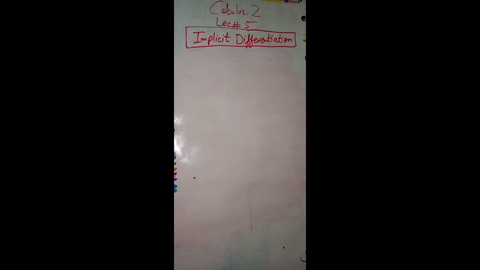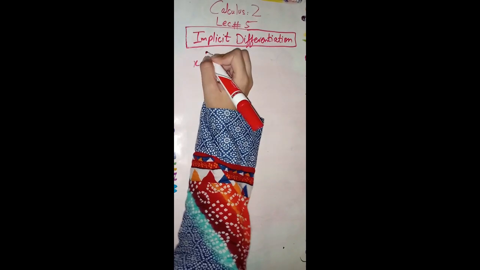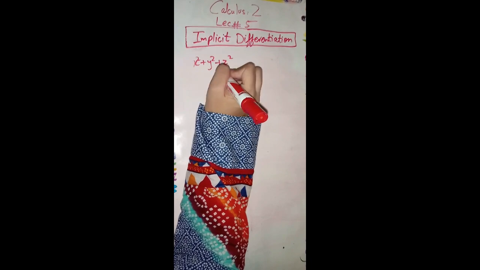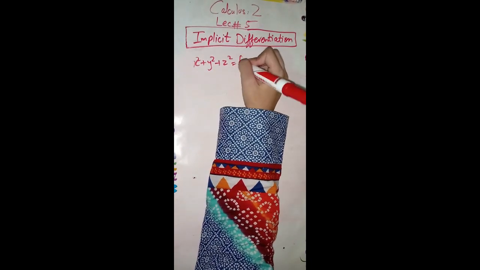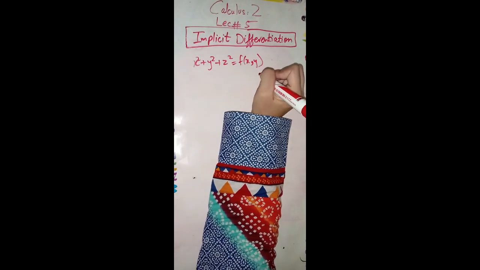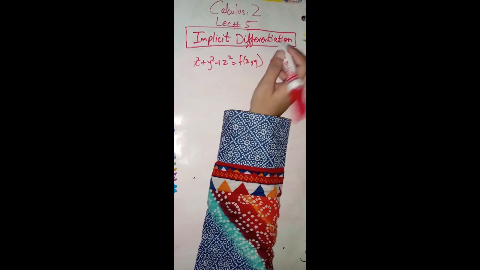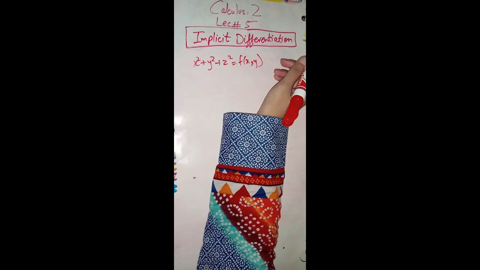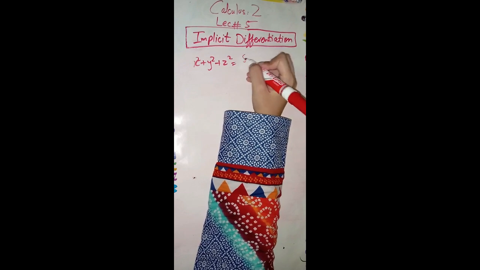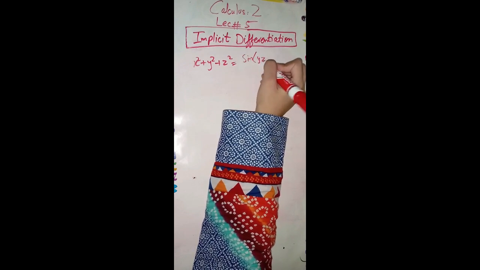In today's lecture, we will study implicit differentiation. It is very easy as it is related to our previous lecture. But in this, there is a little bit of difference: we have our simple expression x square plus y square plus z square. In our last lecture, we took it as equal to a function of x and y, and we could take its partial derivative. But in today's lecture, as we are finding the implicit differentiation, we have some value on our right hand side: sine of yz.